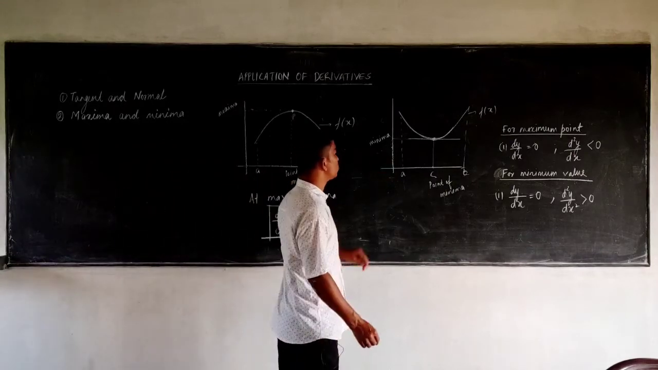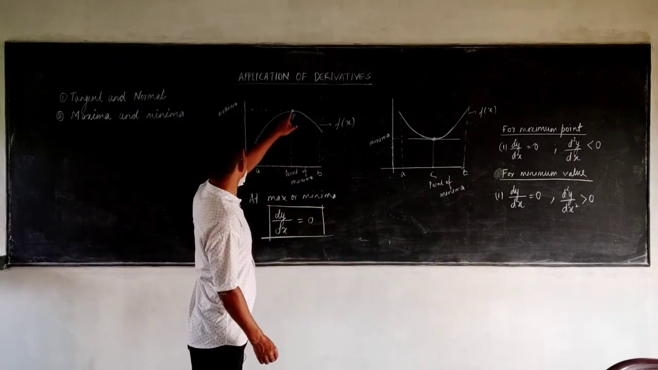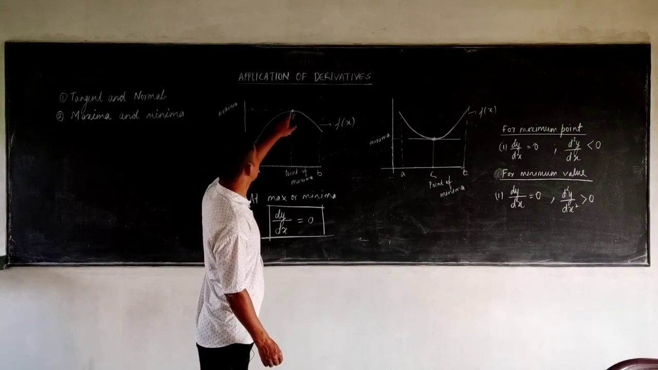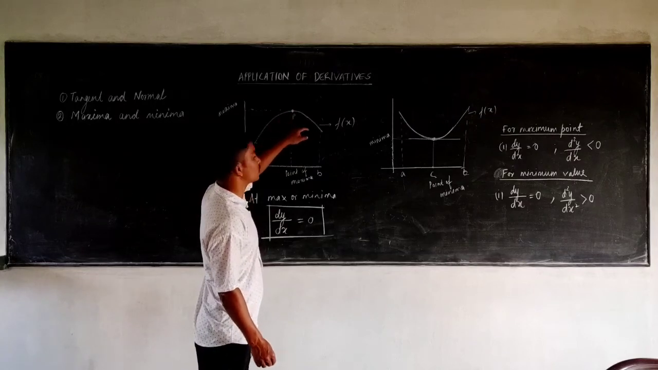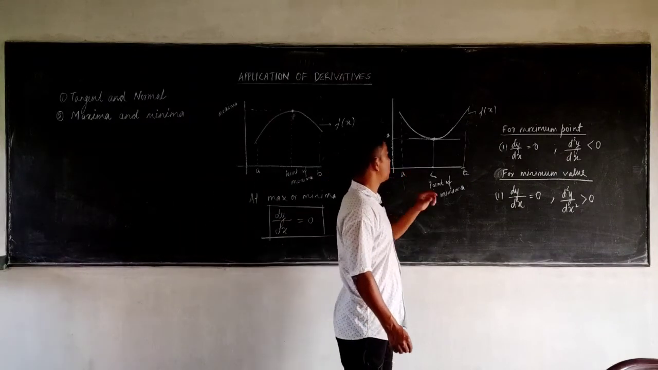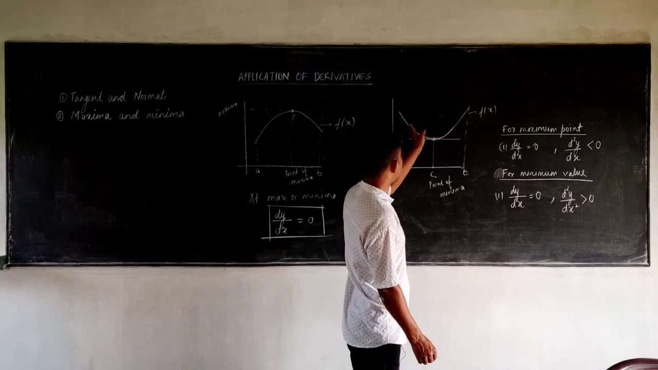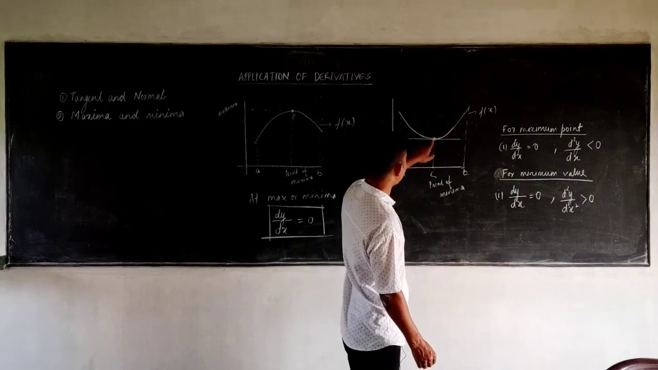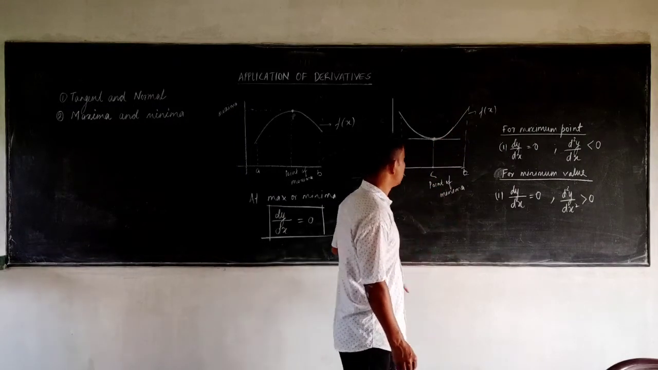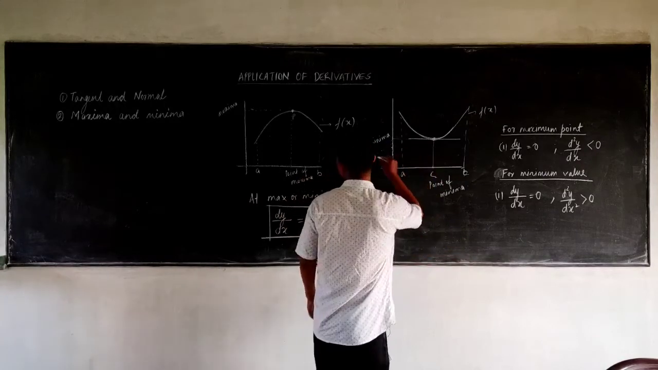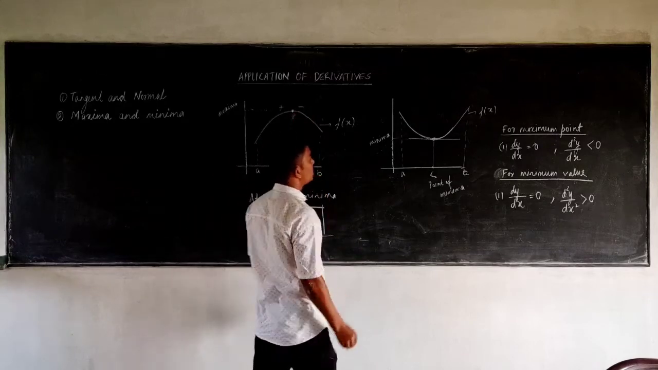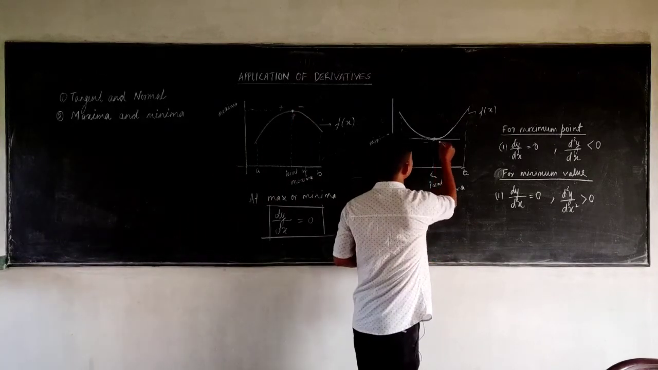Now looking at these two curves, we see that for a maxima, the curve starts changing from positive to negative, that means from increasing to decreasing. And in case of minima, the function was a decreasing function, and after the point of minima, the function starts increasing. So thus we can say that for a maximum point, the function starts changing from positive to negative, and in case of the minima, it starts changing from negative to positive.